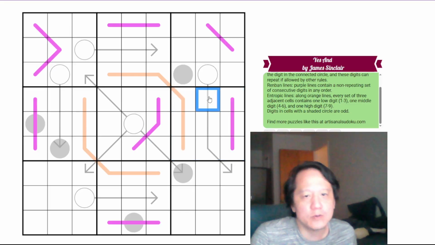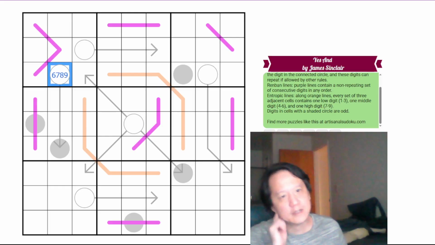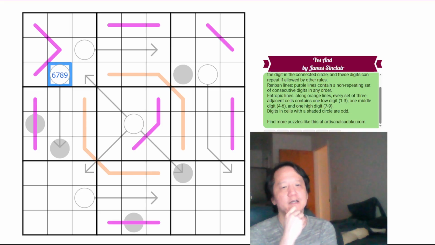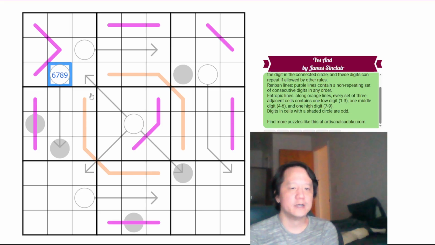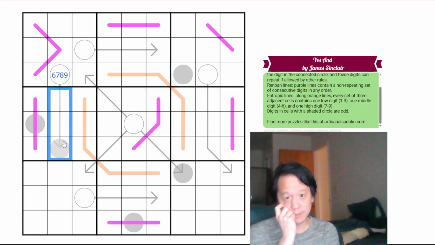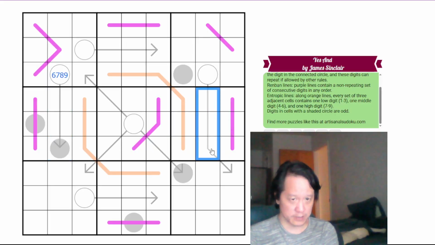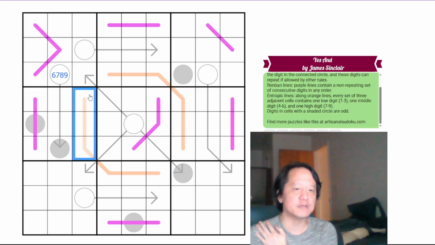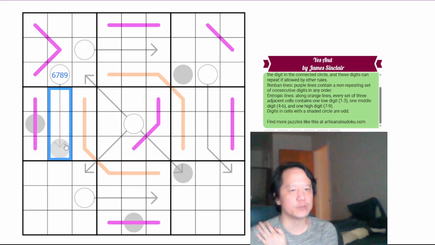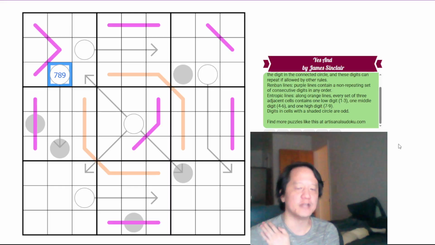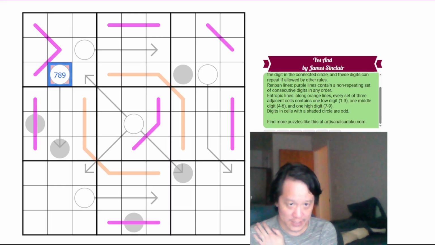Well, we know the minimum of 3 unique digits adding up to a single digit must be 6. If you have the minimum, this would be 1, 2, and 3. But because you have an entropic line in each of these boxes, we are guaranteed one low digit here. So this cannot be 1, 2, 3 as a triplet, which means this has to be 7, 8, or 9. So that's a high digit here.